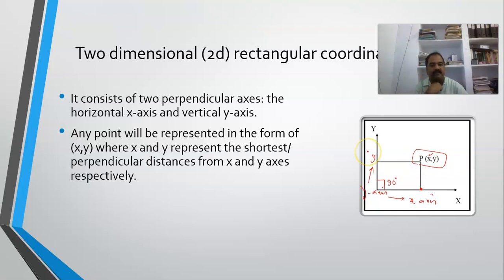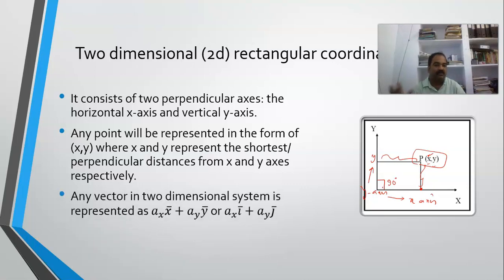So these x and y represent the shortest perpendicular distances from the x and y axis. See, this is the shortest perpendicular distance from the x axis. This is the shortest perpendicular distance from the y axis. So these are the x and y basically. Now, this two-dimensional rectangular coordinate system can be extended to three-dimensional coordinate system also.